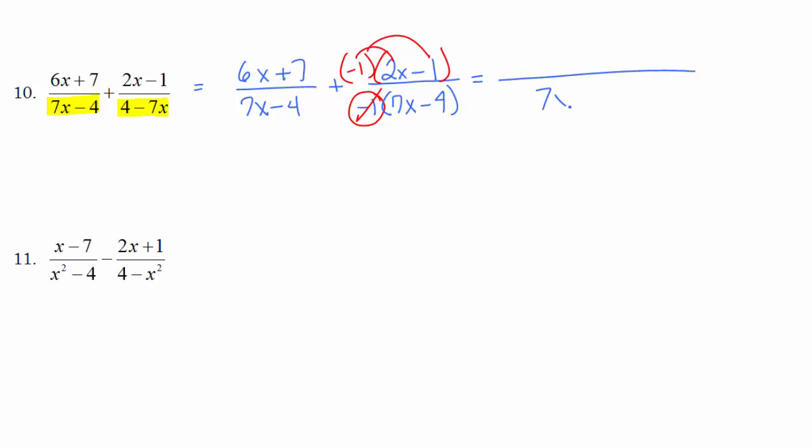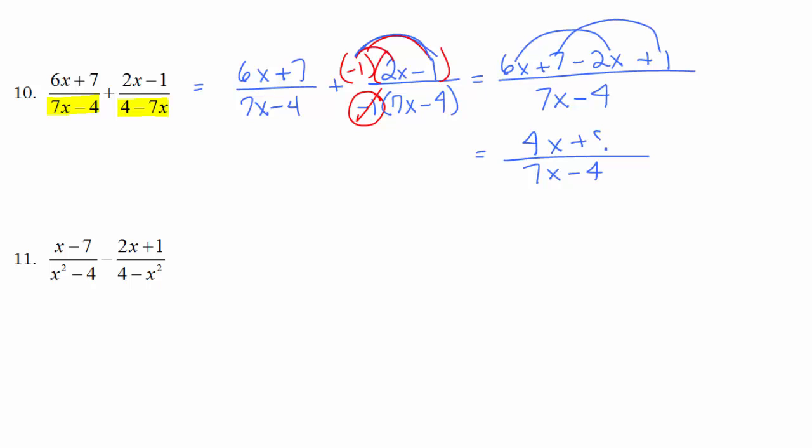So I'm going to keep my common denominator. I'm not skipping any steps. I'm going to distribute. Don't forget that negative times negative is positive. I'm going to keep my denominator, collect like terms. That looks like I'm done.